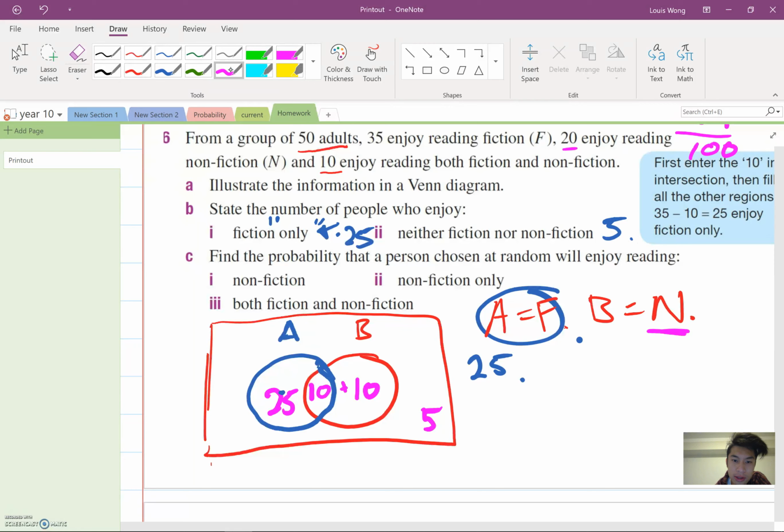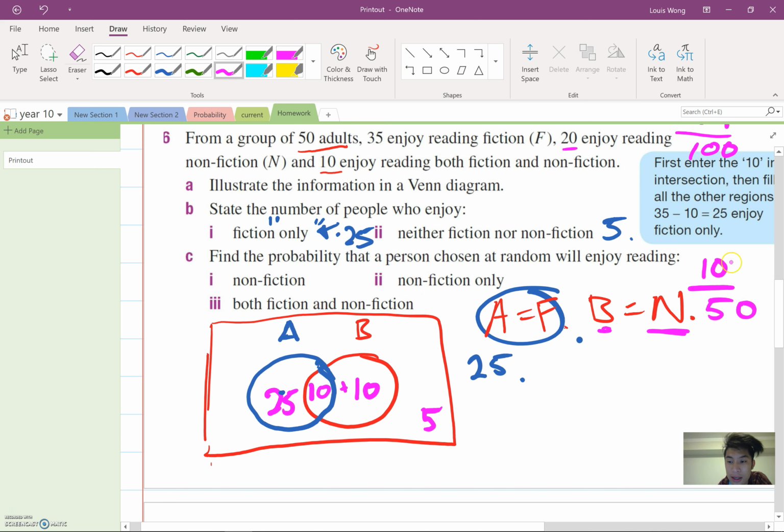Okay, having a look at question C, find the probability that someone chosen at random will enjoy reading non-fiction. I'll leave you to do that by yourself. Non-fiction only. Where's non-fiction? Non-fiction is B. So the people who enjoy non-fiction only is the part that's not shared by anything else. That's 10. So the probability is 10 out of, and the number of total people is going to be given by 50 adults.